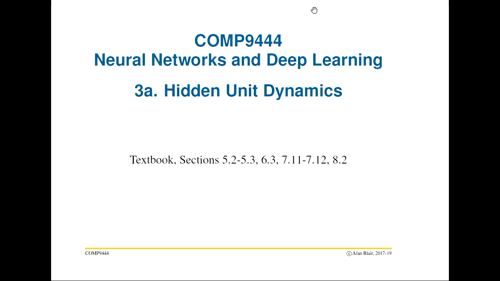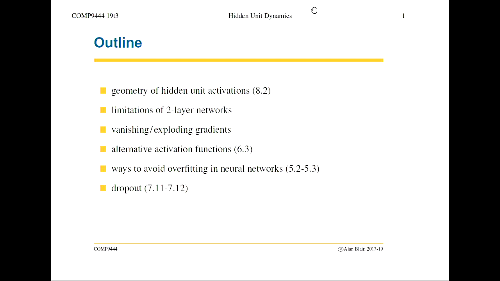Good, so today we're going to talk a little bit about hidden unit dynamics and then about convolutional neural networks. So we'll talk a little bit about the geometry of hidden units and the limitations of two-layer neural networks, the problem of vanishing and exploding gradients, alternative activation functions, methods for avoiding overfitting in neural networks, and one of which is dropout.